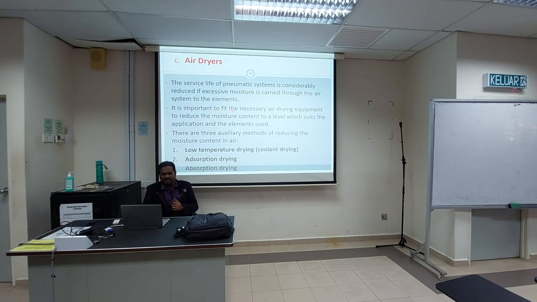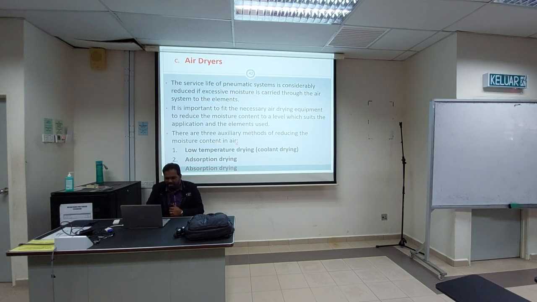So it is important to fit the necessary air drying equipment to reduce the moisture content to a level which suit the application and the elements used. So why the moisture must be removed is because the water in the compressed air flow can damage the system. Sebab sistem you ada banyak alat. So kalau air dia pergi sekat dekat sana, either it will create uneven operation, tiba-tiba macam ada jerk. Kalau ada jerk tu, machine you akan rosak lah. So you want to prevent that.